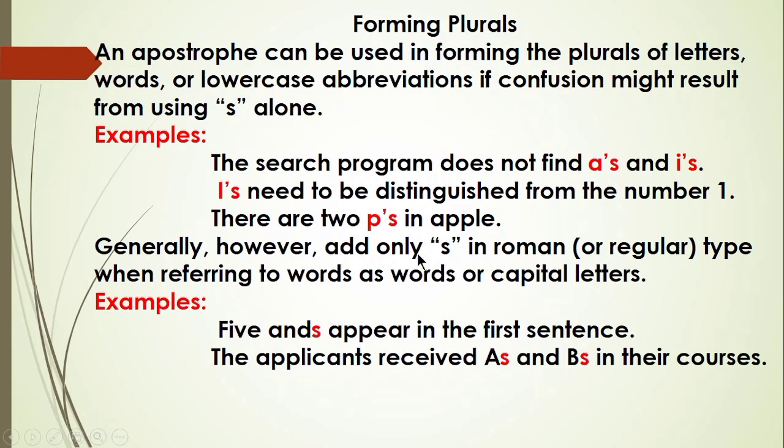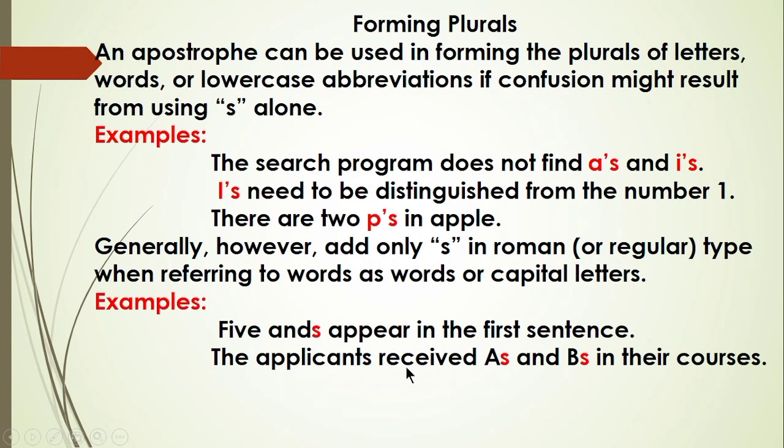Generally, however, add only S in Roman or regular type when referring to words as words or capital letters. But when we have different words or capital letters in abbreviation, we do not need to put an apostrophe, rather we only add S. For example, 5 ands appear in the first sentence. It means 5 ands, different 5 ands. The word and appears 5 times. So we put an S here without any apostrophe.